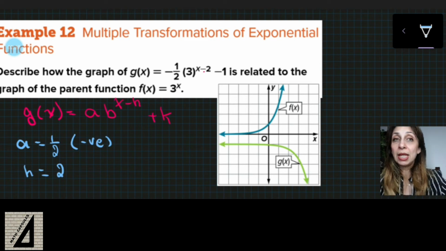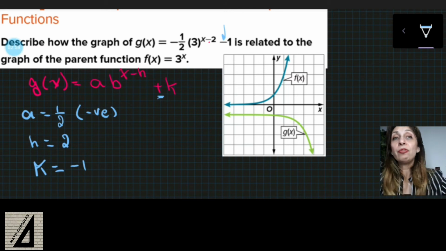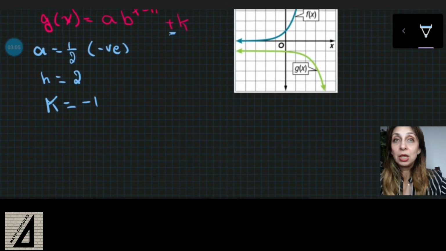And remember, if it is x minus h, then h is positive. If it is x plus, this means that h is negative. And at the end here, k is equal to negative 1, because it must be plus k, and because we have minus 1, this means it is negative 1. Okay, from these parameters, we are going to describe the graph of the transformation function.